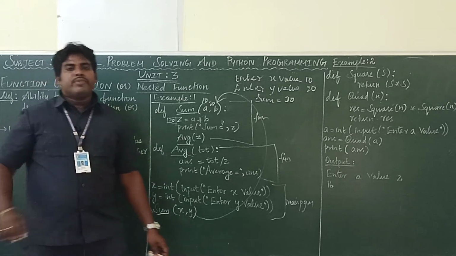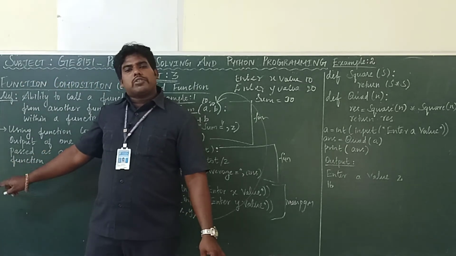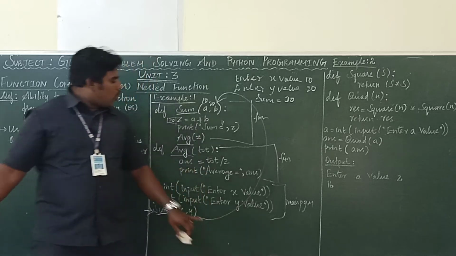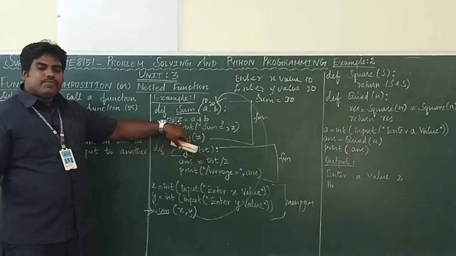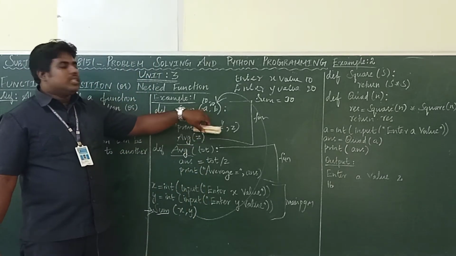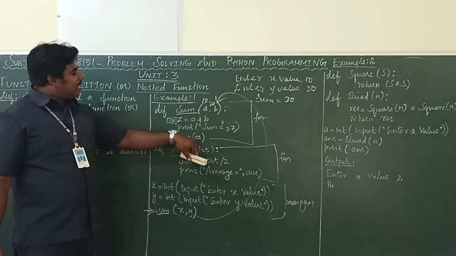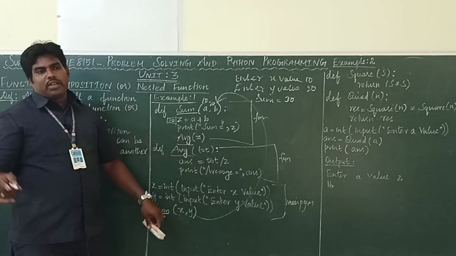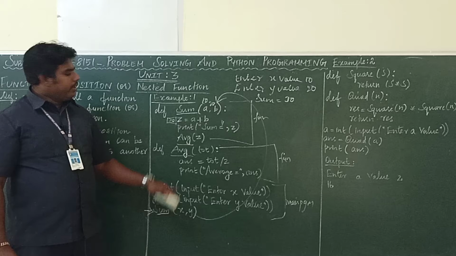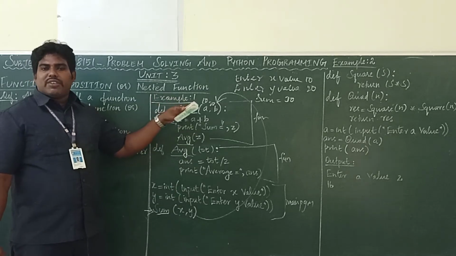At that time, the second point I also used here: the output of the first function. What is Z? Z is the output of the sum function, and it is given as the input of another function. Z is the output of the sum function.